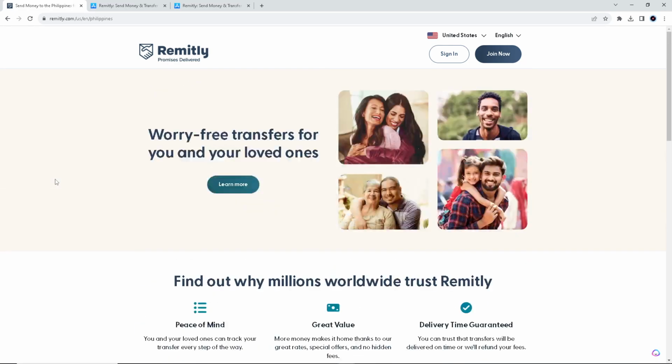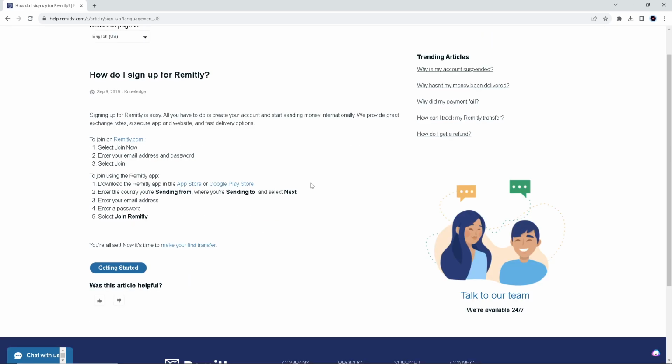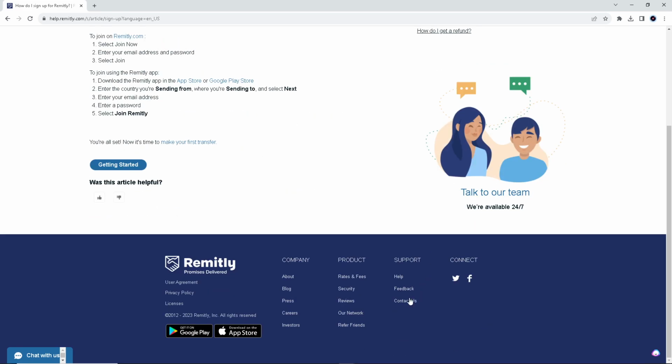in the Philippines. Now, if for some reason you are having problems during the whole navigation process, I suggest you go here at help.remitly.com, and here you can find some informational pages wherein you can sign up for Remitly if you're having problems, or simply you need to contact the Remitly support and tell them your situation and that you are having problems creating your account here on Remitly.